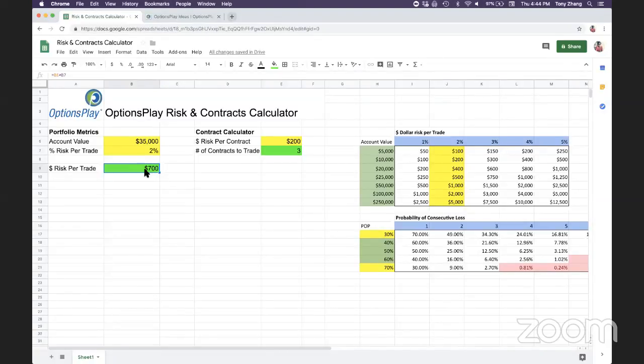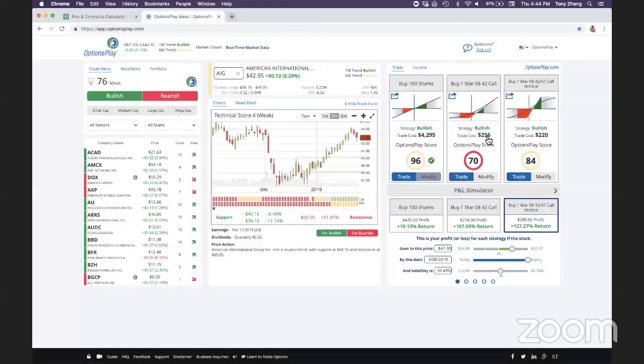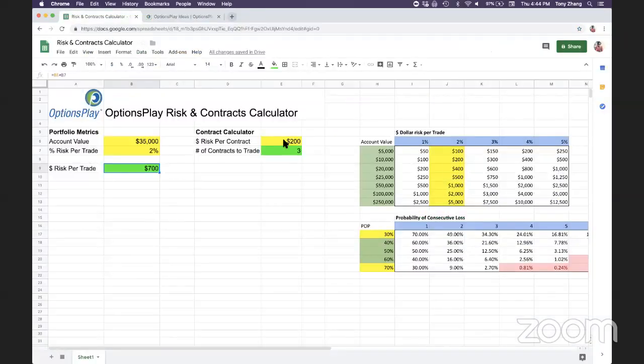And what you should do with that is, every single time you come across a trade, when you're in an options play, you can use our max risk number to understand the risk that you have on a particular trade. So let's say in this particular AIG call, I'm risking $256 per contract. So I can enter that 256 here. And it tells me exactly the number of contracts to trade. And it does it by rounding down, so you're never risking more than what you should. It never exceeds that percentage amount.